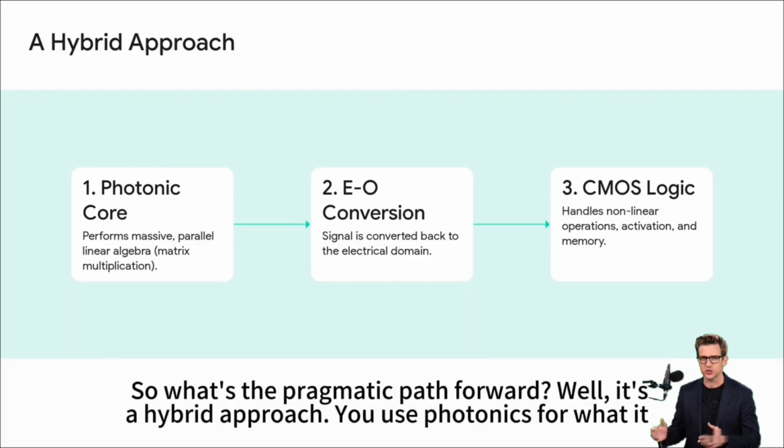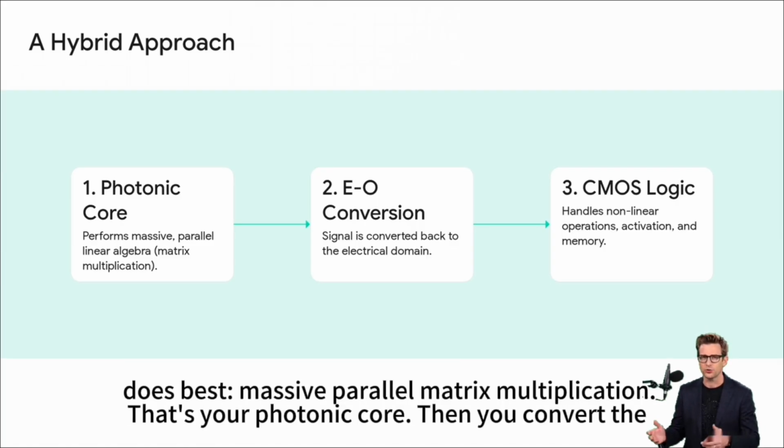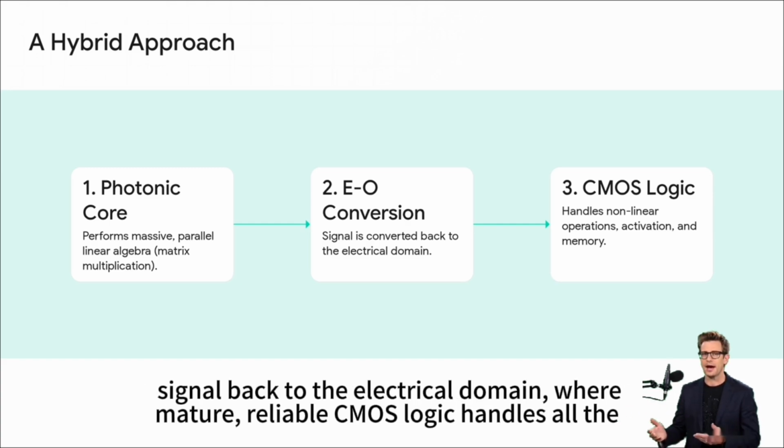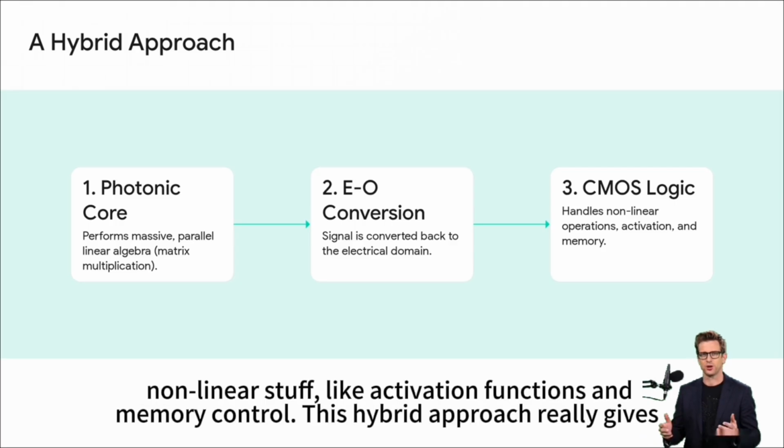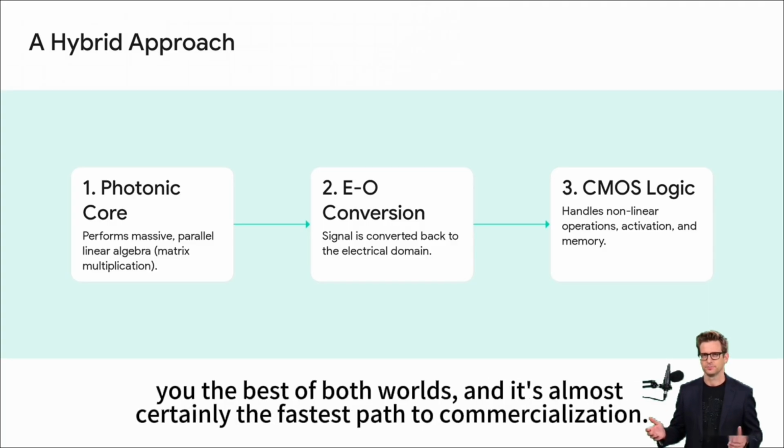So what's the pragmatic path forward? Well, it's a hybrid approach. You use photonics for what it does best: massive parallel matrix multiplication. That's your photonic core. Then you convert the signal back to the electrical domain, where mature, reliable CMOS logic handles all the nonlinear stuff, like activation functions and memory control. This hybrid approach really gives you the best of both worlds, and it's almost certainly the fastest path to commercialization.